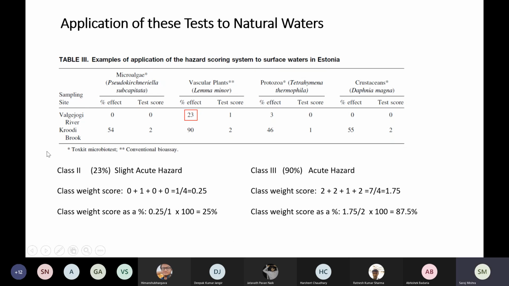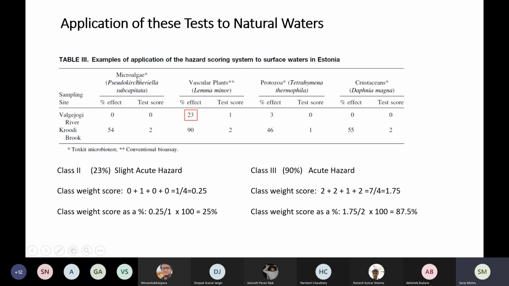Please pay attention to this slide. So here is a natural water body. It is Valgejogi River in Estonia, where the water sample is removed. And remember that there is no dilution done because these are natural water bodies in a country. Is that clear to everybody? Yes, ma'am. Okay, so this is one river sample.